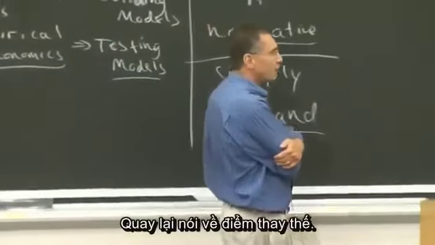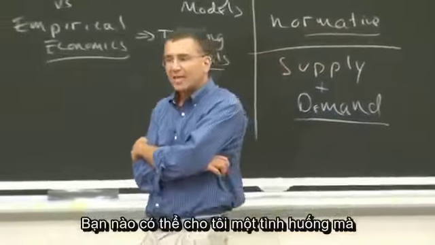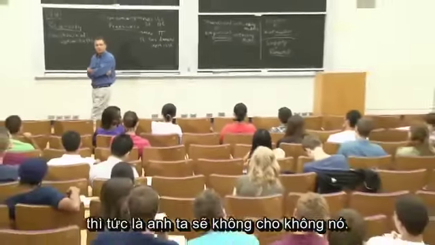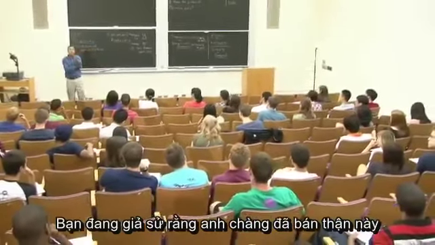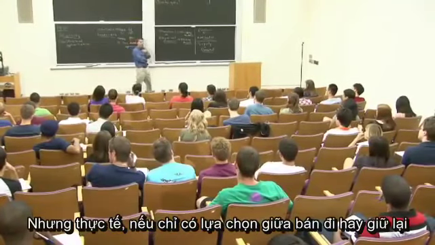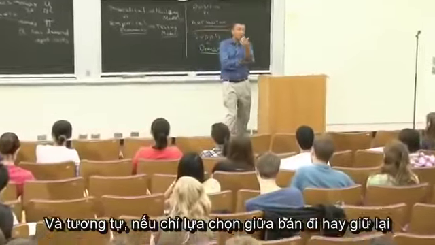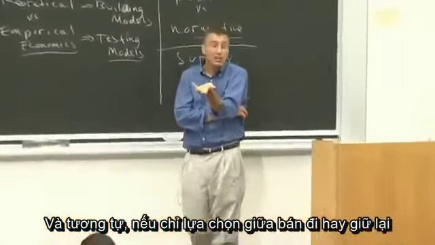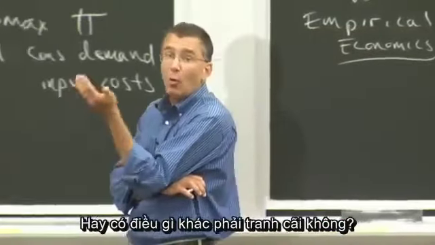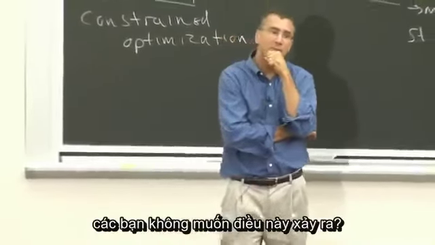Okay, let's come back to the substitution point though. Tell me a situation in which that's wrong. Can someone tell me a situation in which in fact that's not a valid point? Yeah. The guy's only going to sell, so the reason I'm going to give it away. Exactly. You were assuming that if the guy didn't sell it, he'd give it away. But in fact, if it's sell it or keep it, then there's no trade-off. And similar here, if it's sell it or keep it, then you might as well let the rich guy get it. Or is there another argument? Is there another reason why you might not want this to happen?